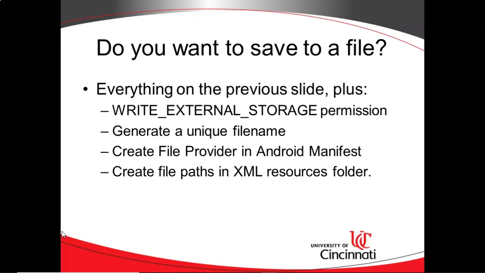Now, if we want to save to a file, there are a couple of other considerations that we have. First of all, we have to grant the right permission. We're asking the user permission to write to the SD card. Then we want to generate a unique file name so that we're saving a unique image every time and not overwriting the same file. Now, we need to create a file provider in the Android manifest, which gives us temporary permissions to do things like write to the SD card. And then we need to specify which file paths we're giving this temporary permission to.